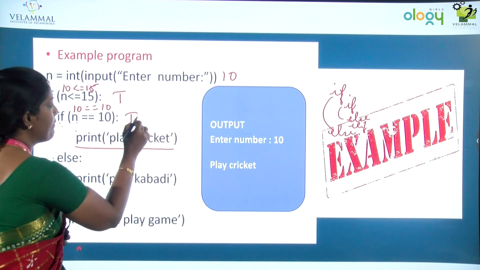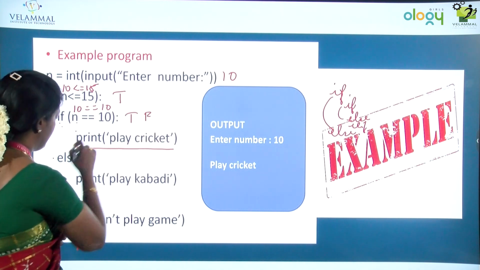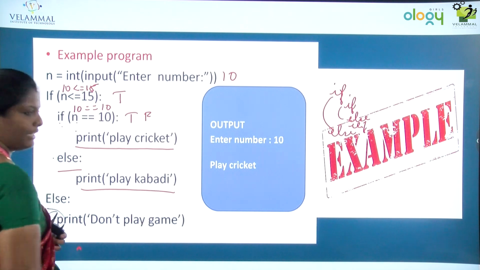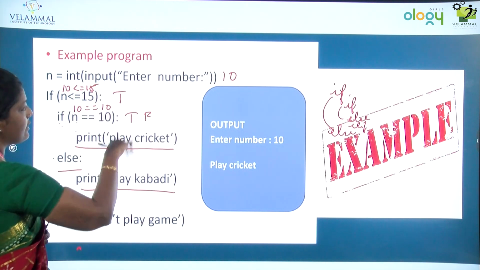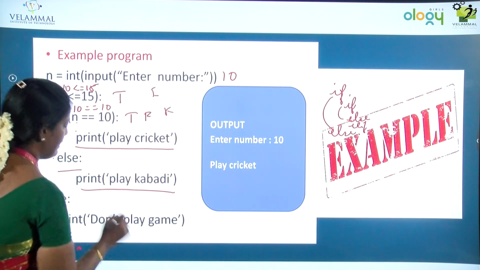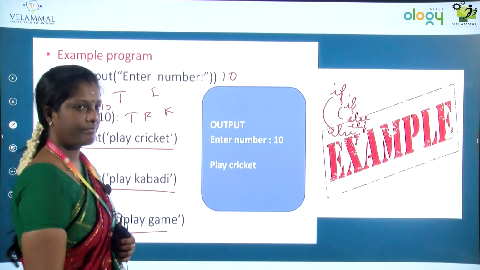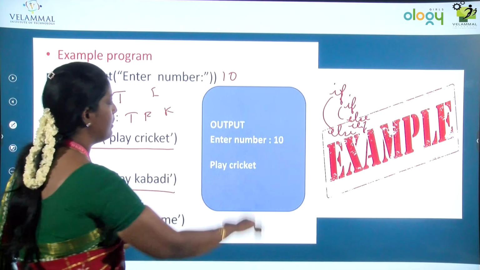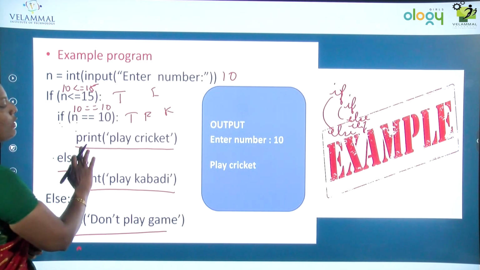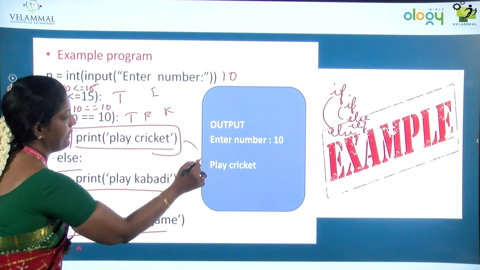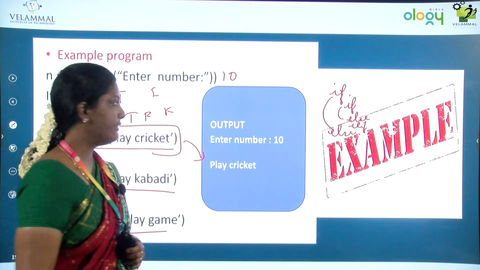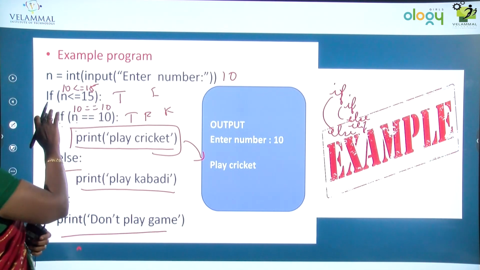If this is false, what will it do? The else part will be executed. If both the conditions are false, what will it do? This statement is executed. As far as our example is concerned, it's going to be equal, and this part is displayed over here. Got it? Yes, understood? Any difficulties?